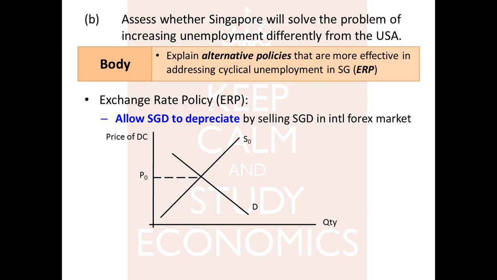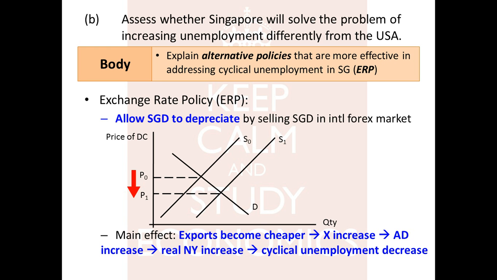So this is the original equilibrium here. The original price of your domestic currency, in this case the Sing dollar, is at P0. What you want to do is for the government to sell Sing dollars in the international forex market, and that increases the supply of Sing dollars in the international forex market. So what we see here is that the price of the Sing dollar actually falls. That is what we mean by allowing the Sing dollar to depreciate. The price has become lower, the Sing dollar has depreciated.